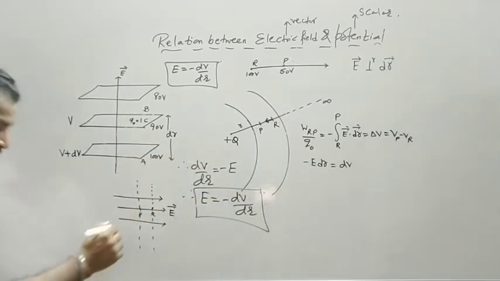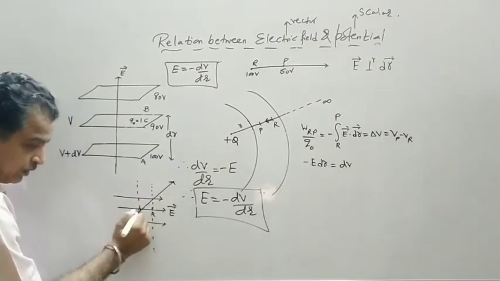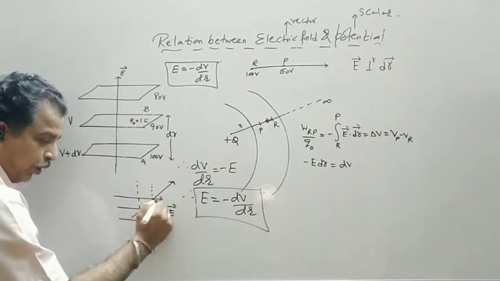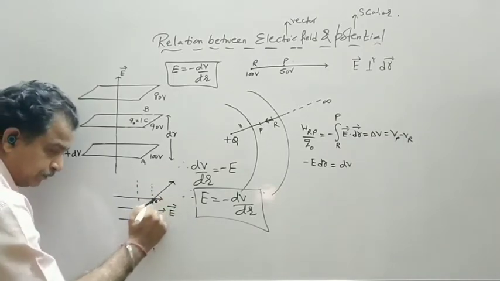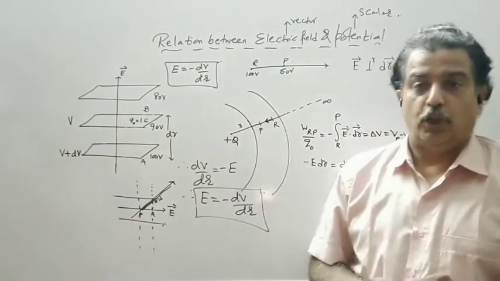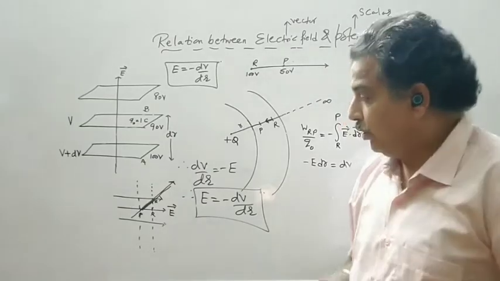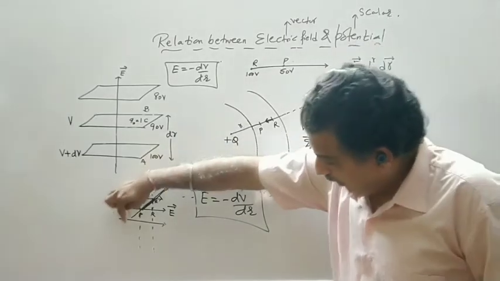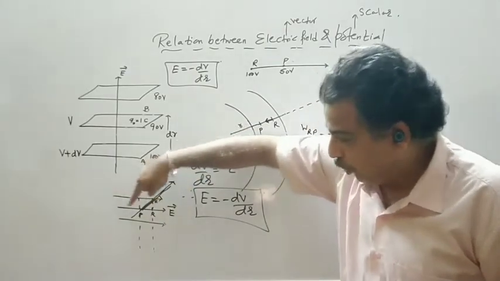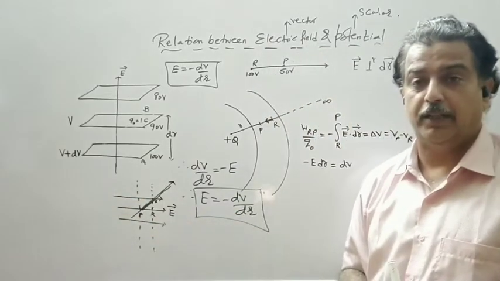But if I move in this direction, say from point P to point R, this is my path. The work done does not depend on the path, but it depends on the initial and the final position. So now you are moving in a plane. You are not moving radially. You are not moving either in the direction of the field or opposite to the direction of the field.